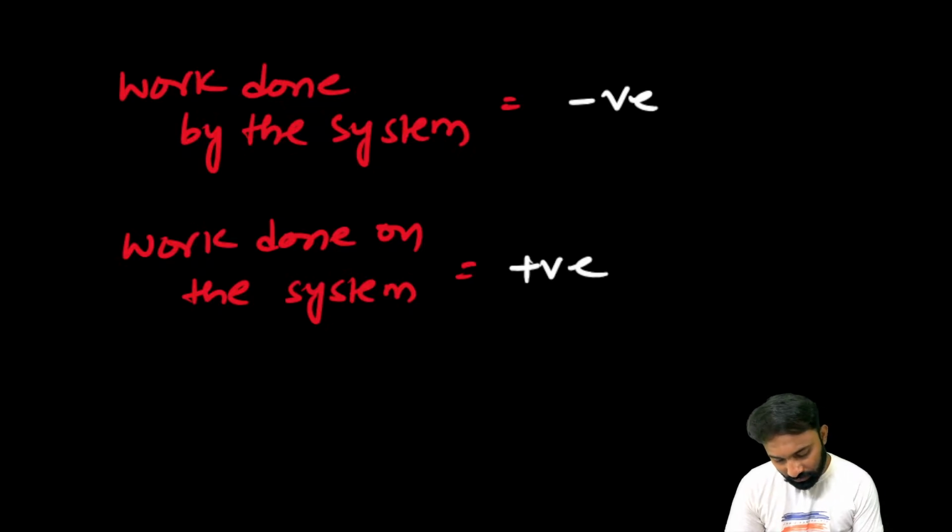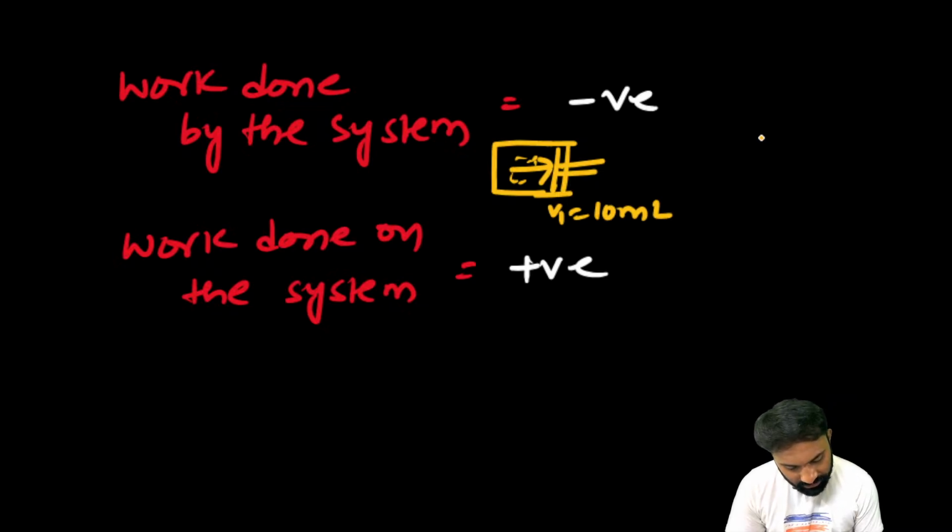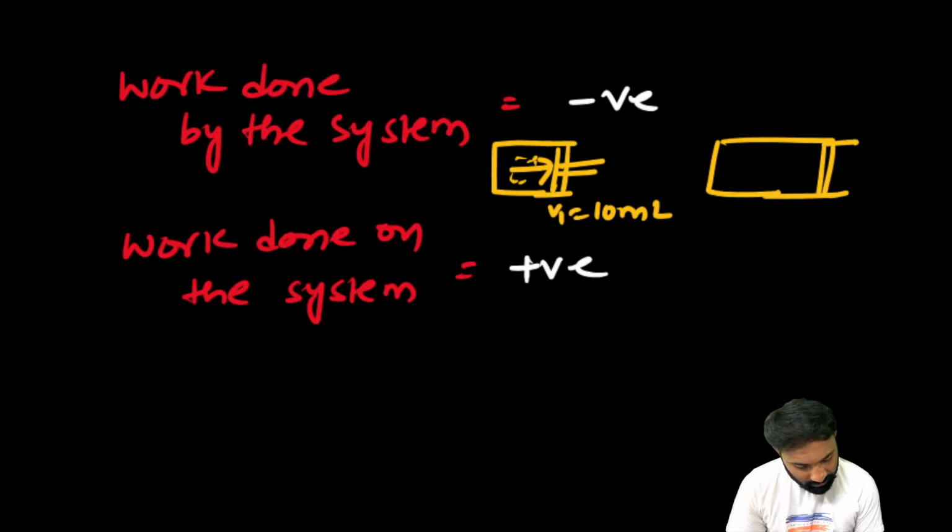Sir, how, sir? Now listen. Here, work done by the system is negative. Work done on the system, it is positive. See, work done by the system is negative. Why? Because let's suppose this is a container. Initially this container has the volume V1 equal to 10 ml. Work done by the system means the system is doing the work, so this piston will expand. When this piston has expanded up to here, the final volume has become 15 ml, right?